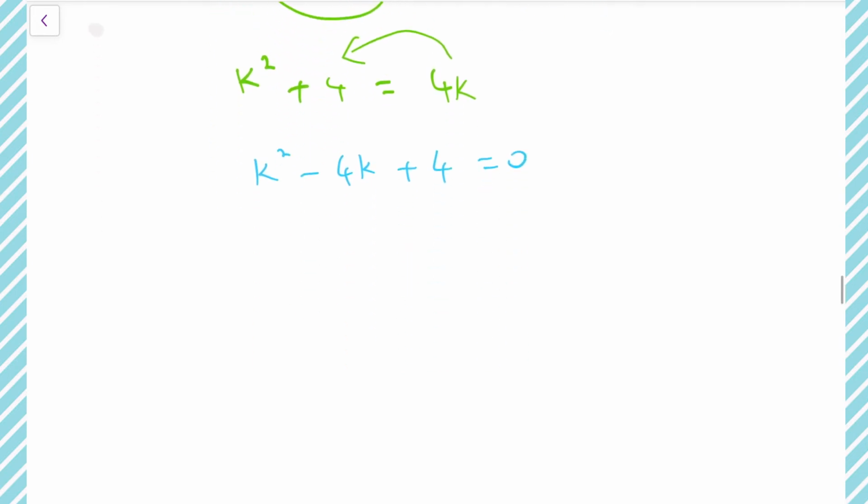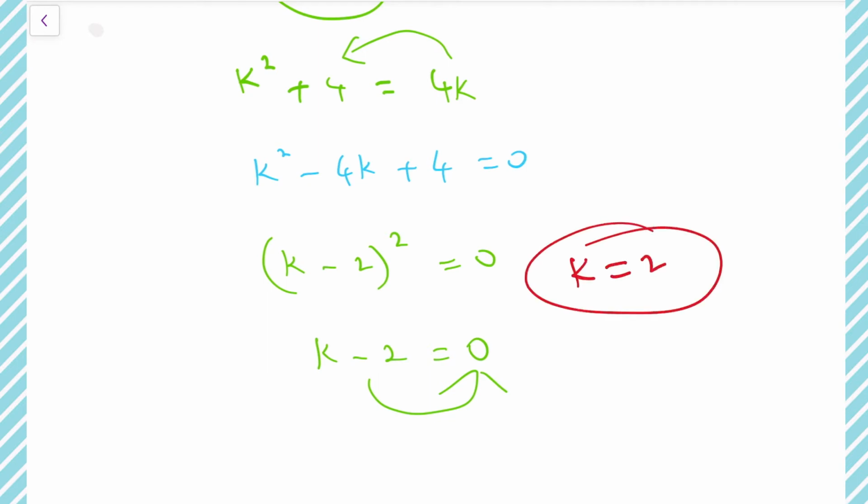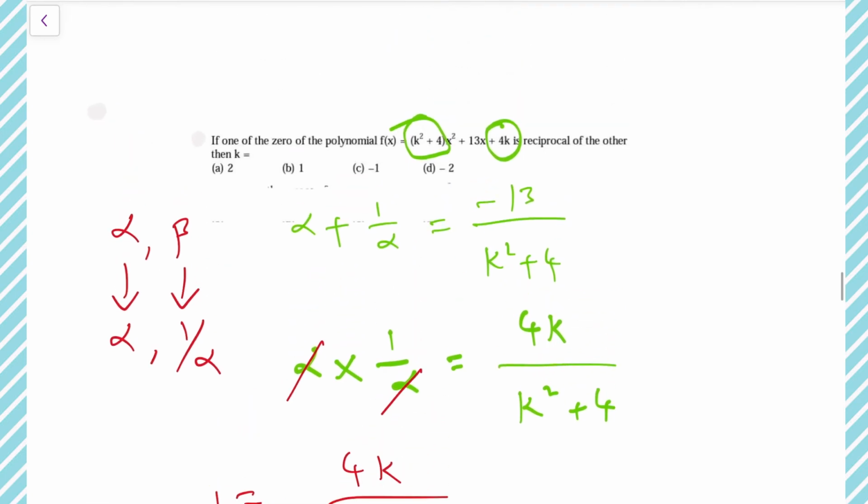Now this k square minus 4k plus 4 is in the form of k minus 2 whole square, which is equal to 0. So k minus 2 whole square is 0, means k minus 2 is also 0 only. Now take minus 2 to the right side, then it will become plus 2. So k value is plus 2 or simply 2. So k value is 2, option A.